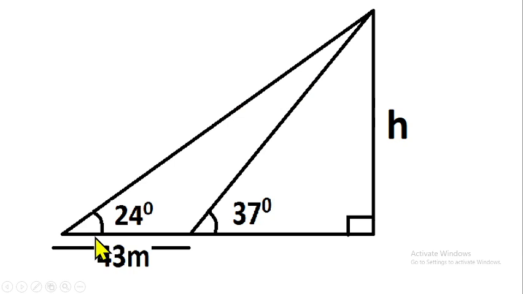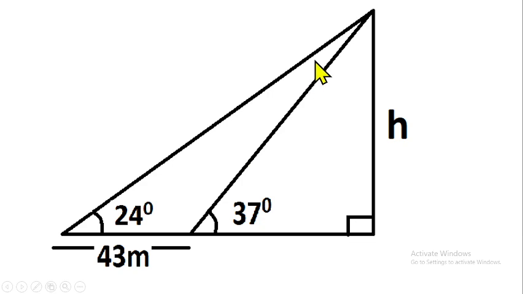Also we could have, let's say, two boats in front of a tower, and the angles the two boats make with the horizontal, or the top of the sea, are 24 degrees and 37 degrees. If the distance between the two boats is 43 meters, find the height of the tower.